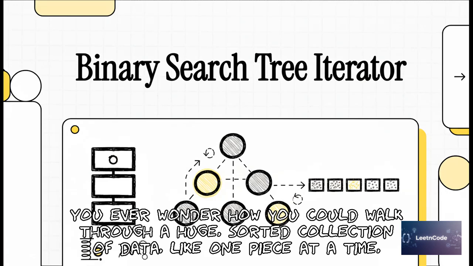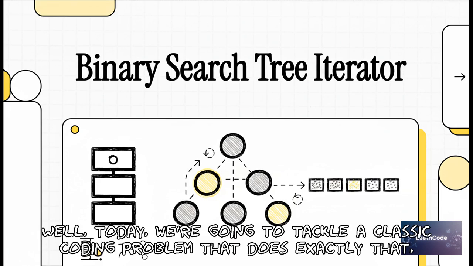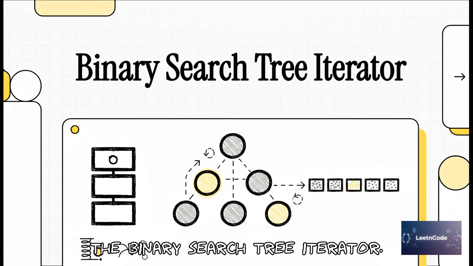You ever wonder how you could walk through a huge sorted collection of data, one piece at a time, without having to load the entire thing into memory first? Well, today, we're going to tackle a classic coding problem that does exactly that, the binary search tree iterator.